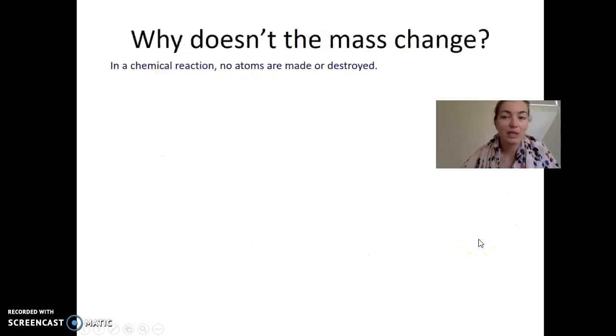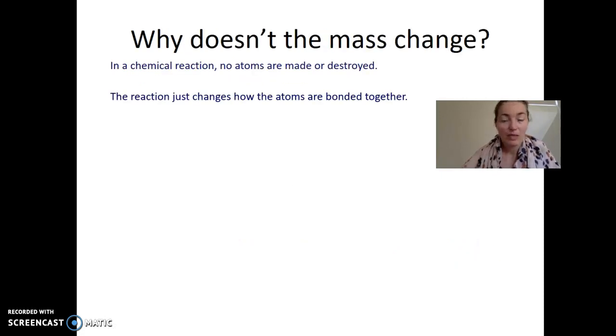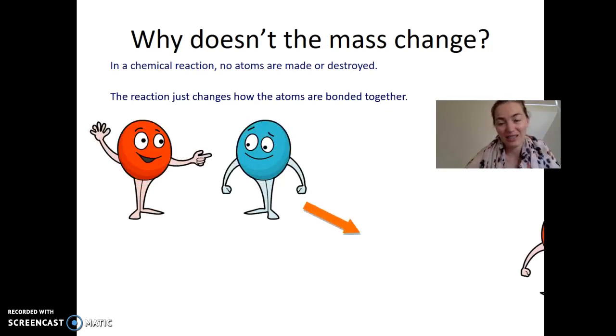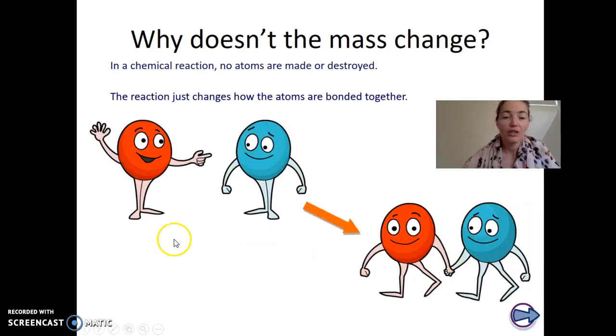Here's a key concept. The mass doesn't change. No atoms are made or destroyed, and that's a principle that no matter can be created or destroyed. The reaction just changes how things are bonding together, and this is a little cartoon showing the reactants, chemical reaction, and then this beautiful new bonding of the product.